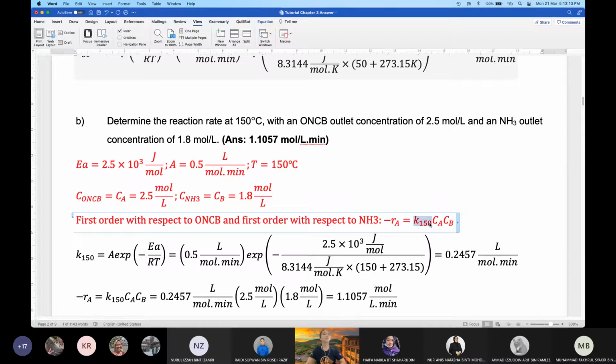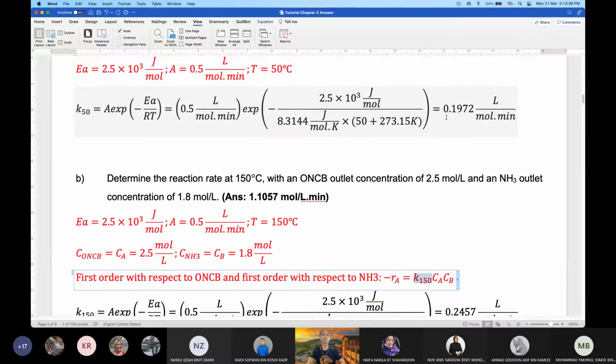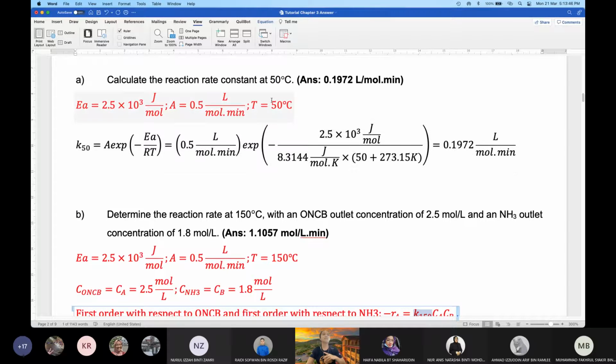The next, the back. Okay, so if you remember, the question says this is non-elementary rate law kan? But this says reaction dia first order with respect to ONCB, first order with respect to ammonia. That's why you get K, CA, CB. Okay, kita dah tahu rate law dia. K, CA, CB. So kita nak cari minus RA. So we do one by one. So first of all, to find K. Okay, so you might say that, tapi dalam soalan pertama kan kita dah cari K. It is true. In the part A, we did find the K. However, the K was at 50 Celsius.